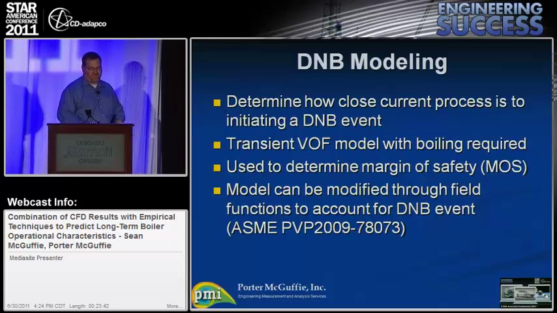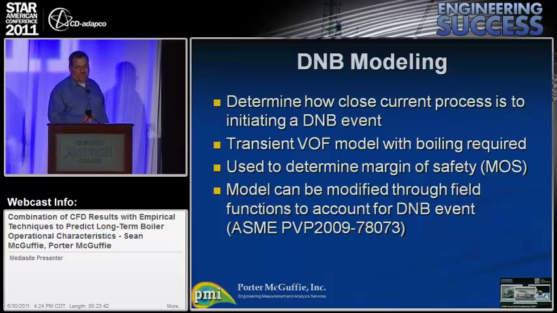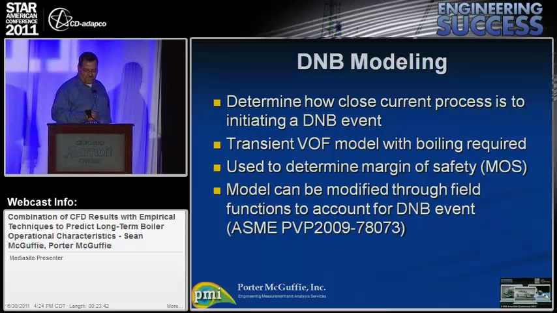To perform the departure from nucleate boiling modeling, and I'm not going to cover this in great detail, I'm going to wrap up with a few references of papers, and my boss, Mr. Porter, actually presented a very long paper at the Energy Conference earlier last year. It requires a transient volume of fluid model with the boiling model enabled. What we use it for is to determine the margin of safety, how close we are with the heat fluxes that are coming through the tube to reaching that peak heat flux where we fall off the cliff, become conditionally stable, and can cause a short-term creep rupture failure.